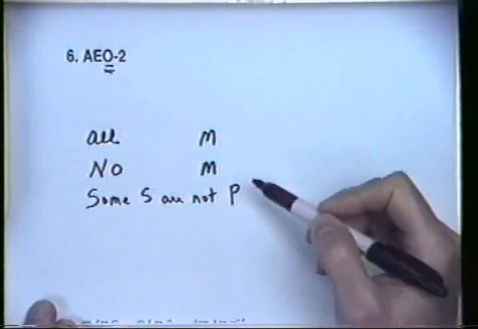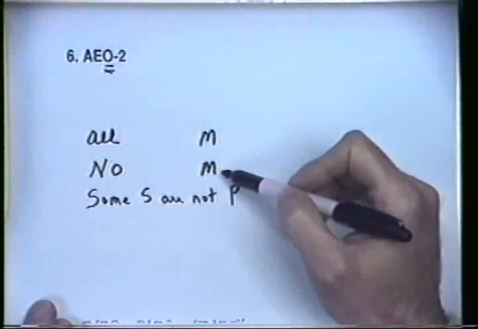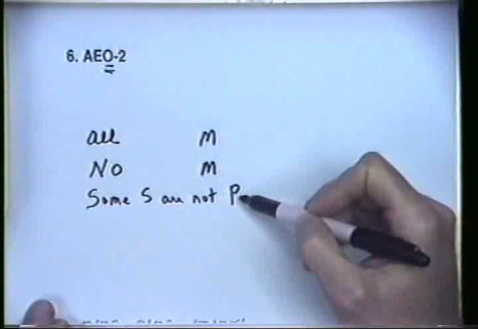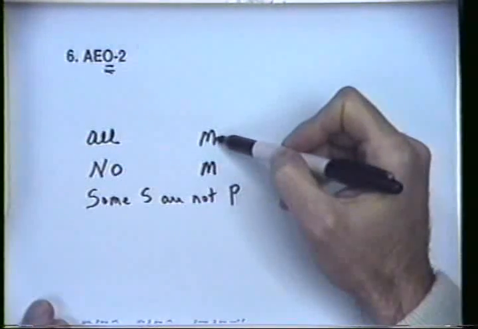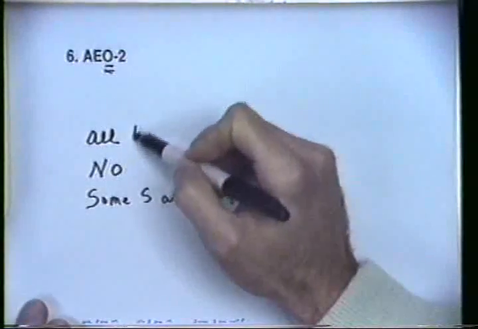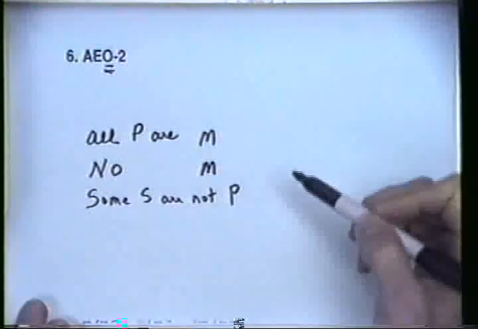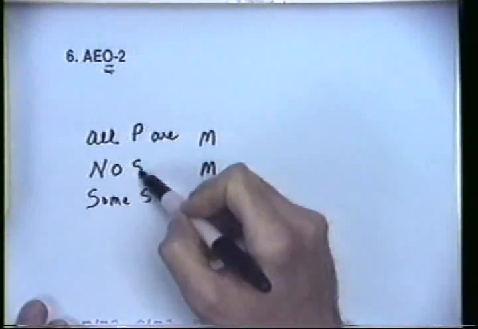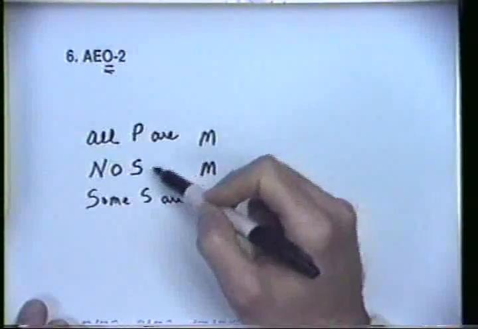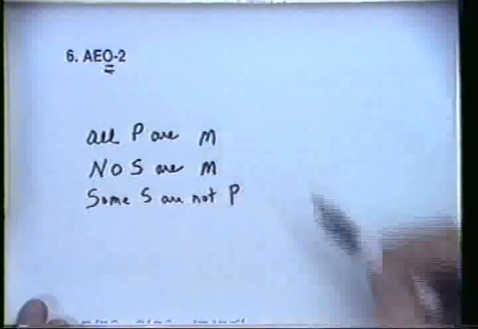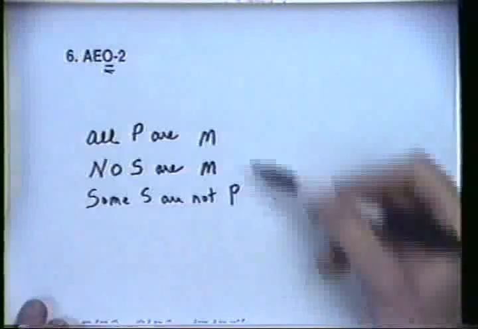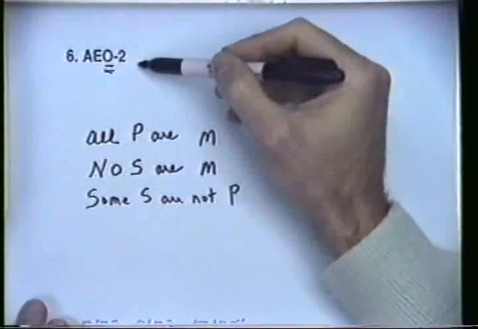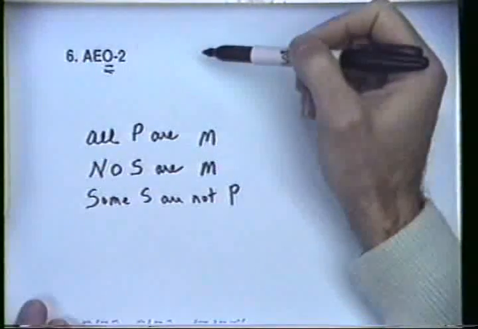Now all we have to do is fill in the S and the P into the premises. Which goes where? Well, the P, remember, is the major term, therefore it must occur in the major premise. So the first premise must be: all P are M. The S must occur in the minor premise, because S is the minor term: no S are M. And so here we have a standard form of a categorical syllogism that we've reconstructed from simply knowing the mood and the figure.